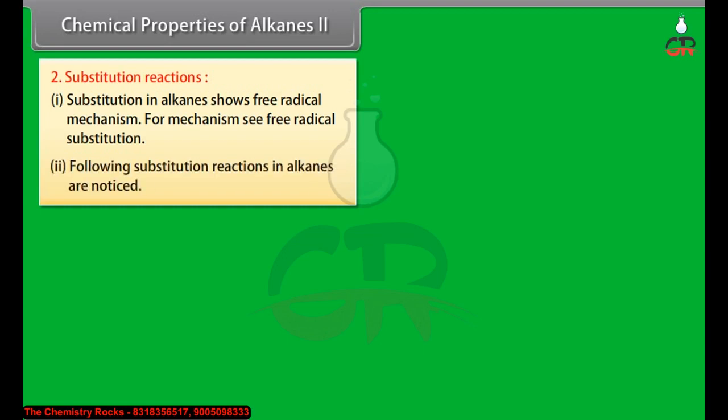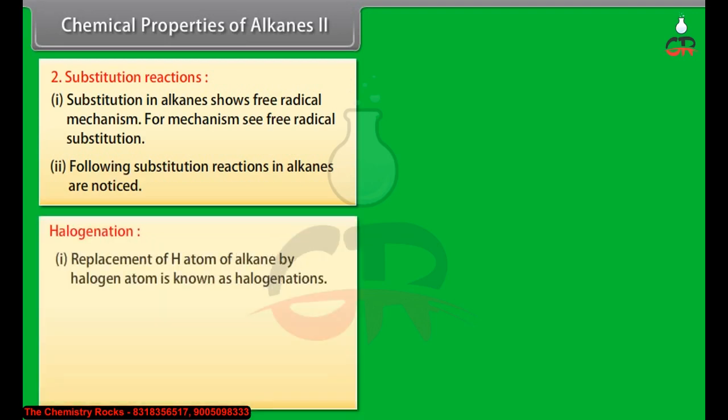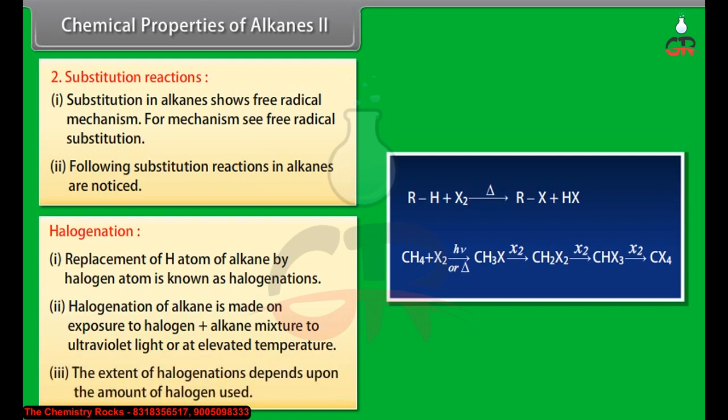Number 2. The following substitution reactions in alkanes are noticed. Halogenation. Number 1. Replacement of a hydrogen atom of an alkane by a halogen atom is known as halogenation. Number 2. Halogenation of alkane is made on exposure of a halogen plus alkane mixture to ultraviolet light or at elevated temperature. Number 3. The extent of halogenation depends upon the amount of halogen used.